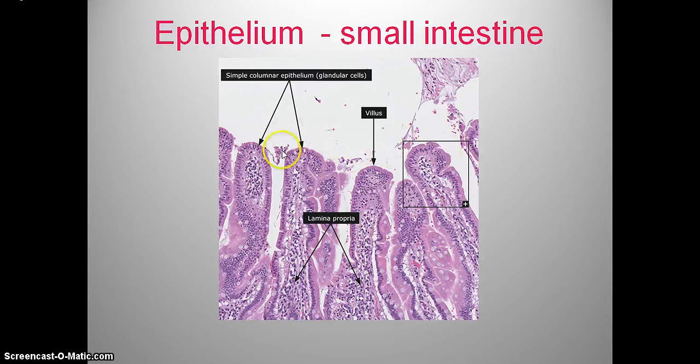Epithelium, small intestine. One thing I'd like you to pay attention to are the villi. Villi are folds in the small intestine, and we talked about why those folds are necessary. They increase the surface area, therefore absorption of, we know that all the major nutrients, sugars, lipids, as well as proteins, are digested in the small intestine and absorbed there. Therefore, we need to increase the surface area, so the absorption is very efficient. We get what we want.